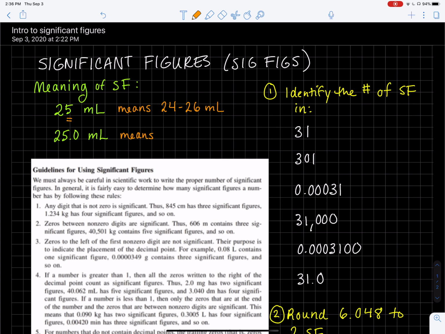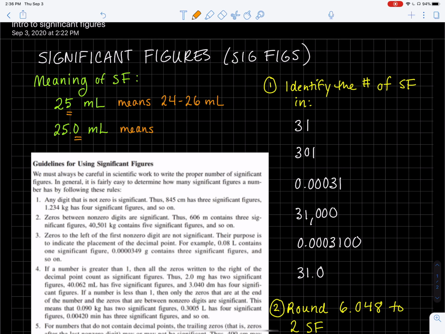On the other hand, if I tell you something is 25.0 milliliters, that means I'm plus or minus one in the last digit here, and we'll talk about how you know that's significant in a minute, but it is. And so that means this is somewhere between 24.9 and 25.1 milliliters. So these are two pretty different measurements, right? This is much more approximate. This is much more precise.